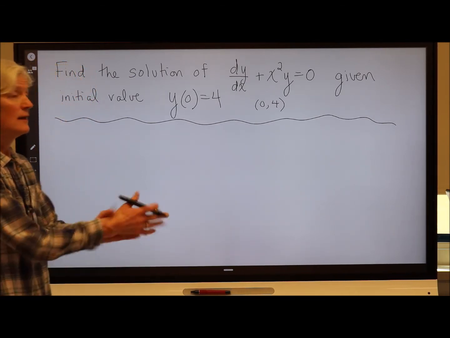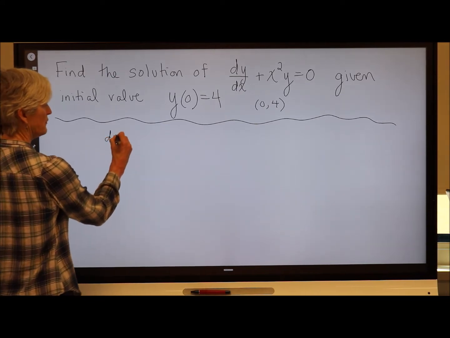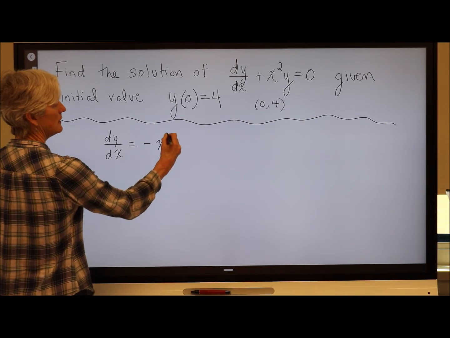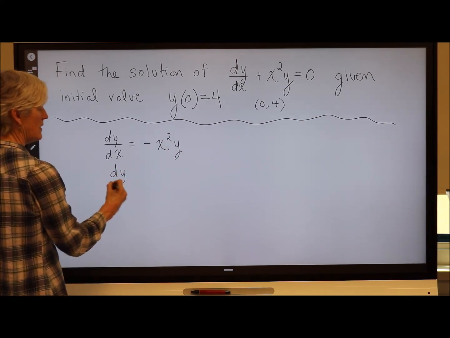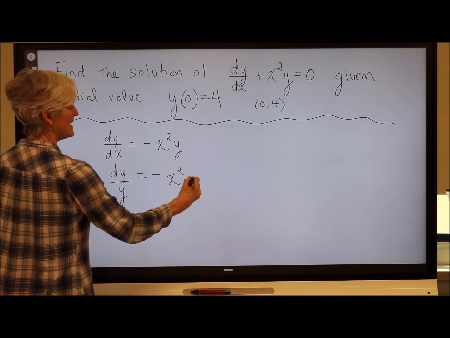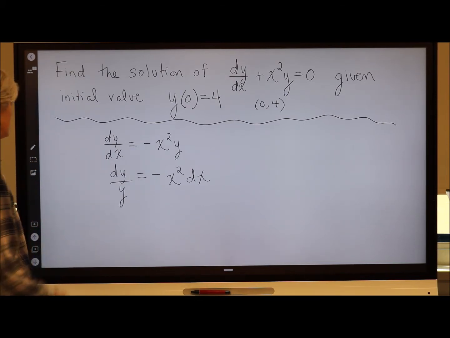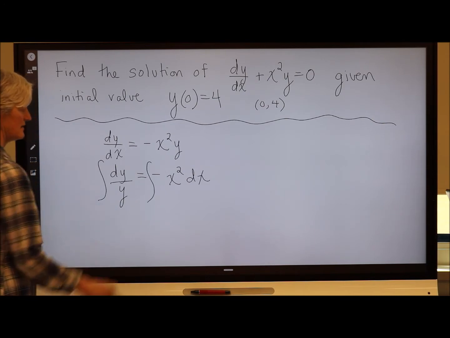Okay? Here we go. This is looking separable. So I'm going to first subtract that over. I'm going to divide by y. I'm going to multiply by dx. So I've separated my y's and my x's. I'm going to take the integral of both sides.